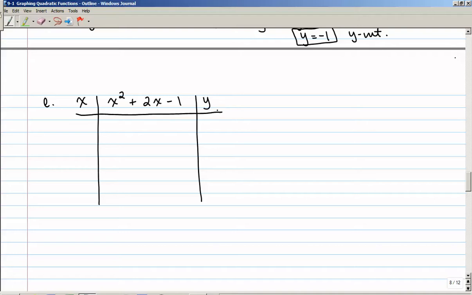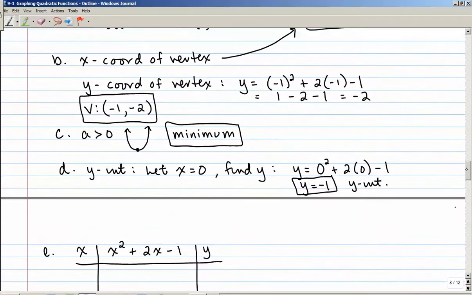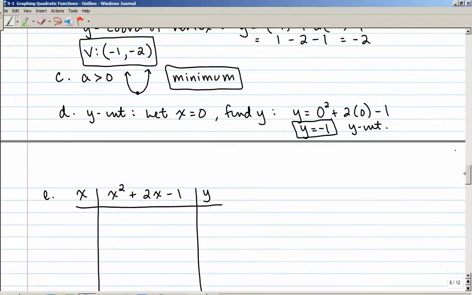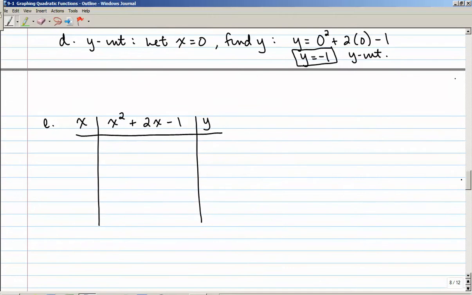And I want you to plug in 5 numbers for x. Well, how do you know which x's to plug in? What you're going to do is take the coordinates of your vertex, which were -1 and -2, and you already know that those are points on the graph. I want you to put those in the middle of the table. When x is -1, I already know that y is -2.